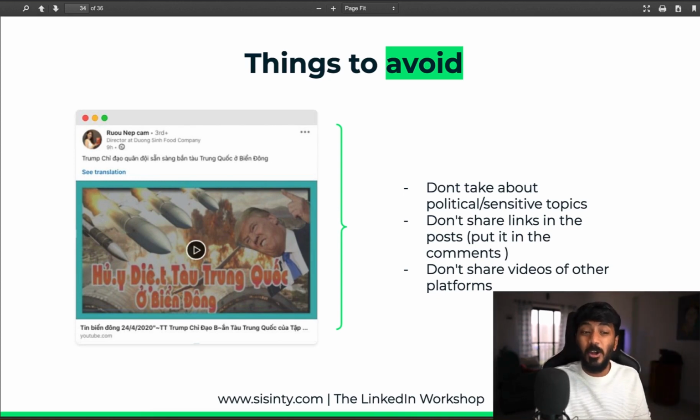And finally, don't share videos of other platforms on your platform. For example, don't share YouTube videos. If you want to use a YouTube video, download it if it is your video, obviously, and then upload it on LinkedIn natively.